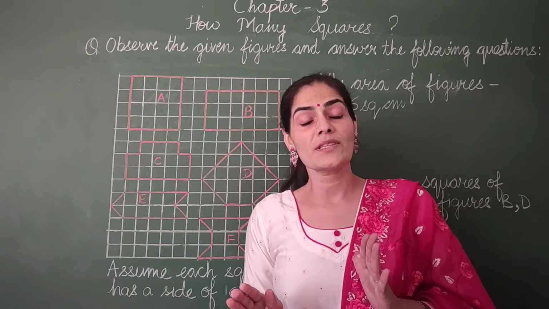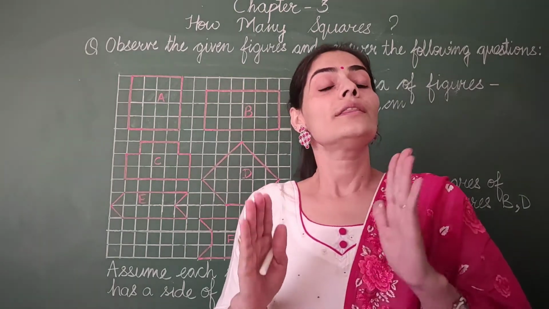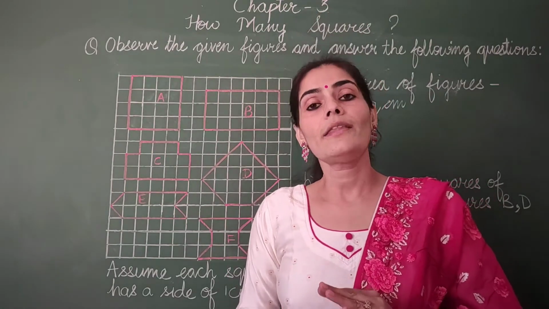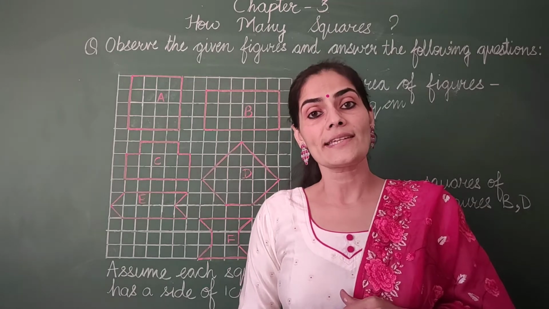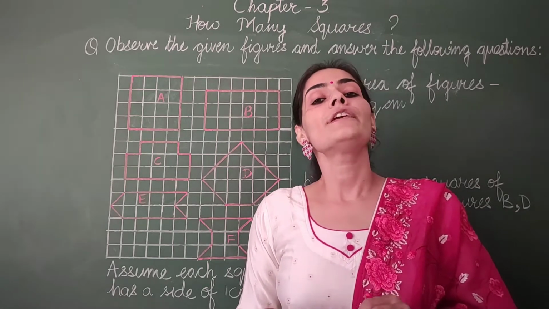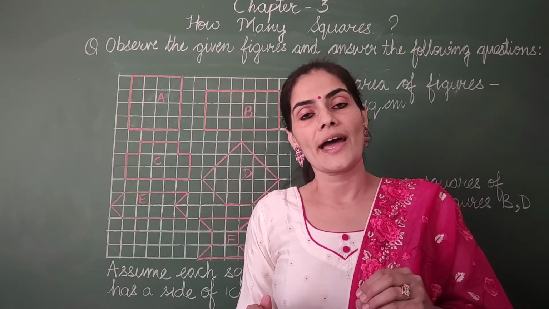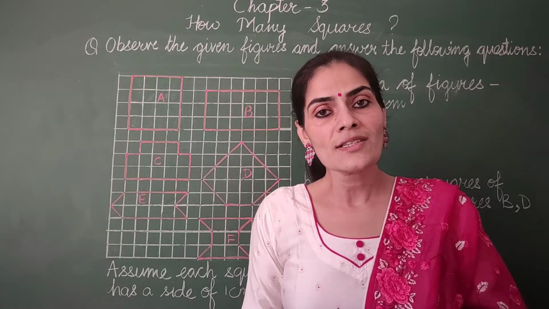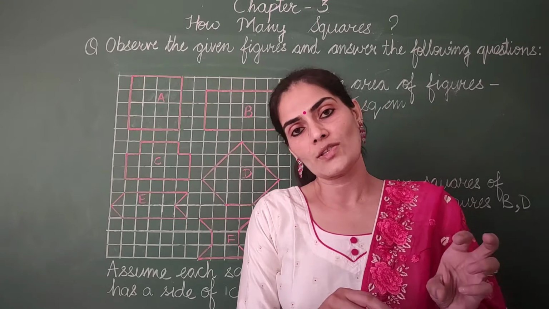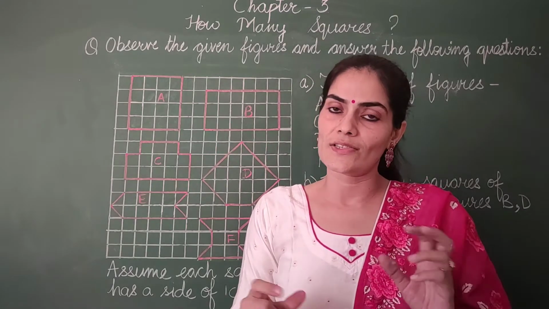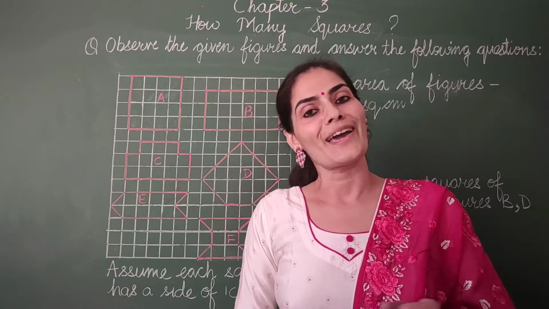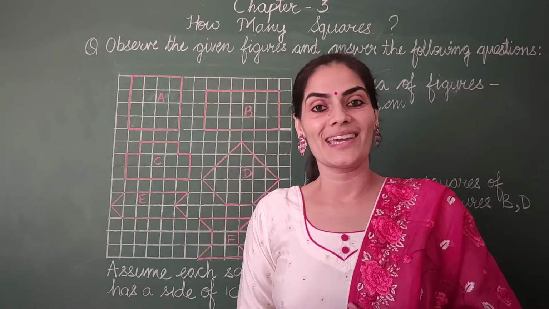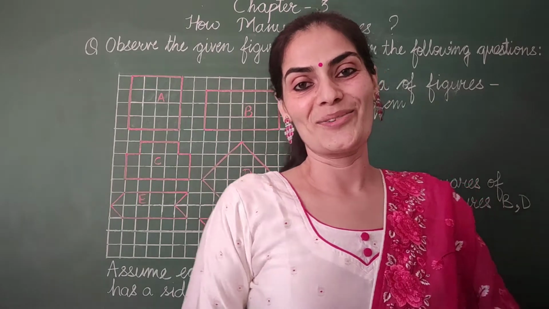But sometimes in some of the questions, they do not specify the unit of length. Then what are we going to do in that case? Children, we will write the area as square unit. Because no unit is specified, we'll be writing square unit. I hope you people have understood this. So let's begin with the question now.